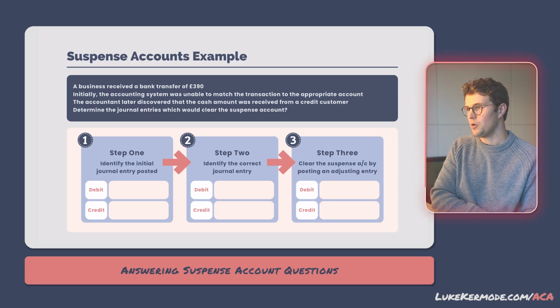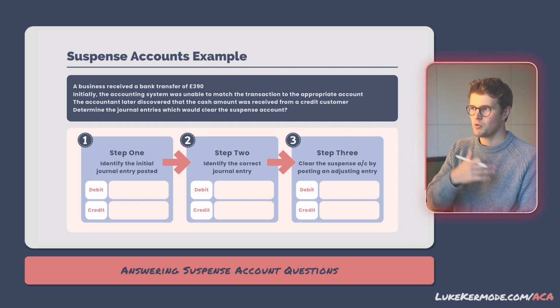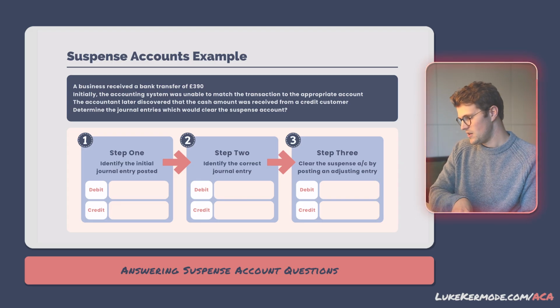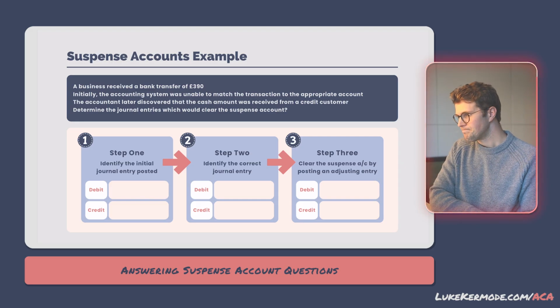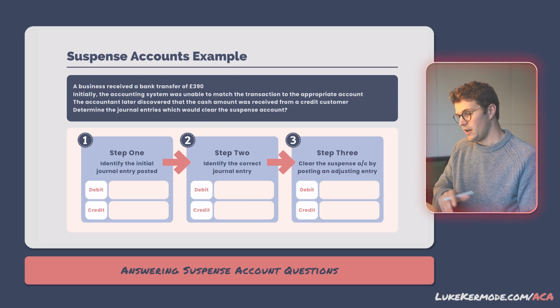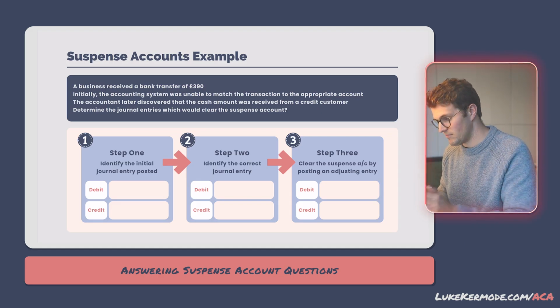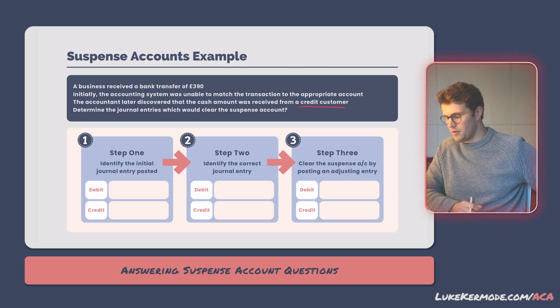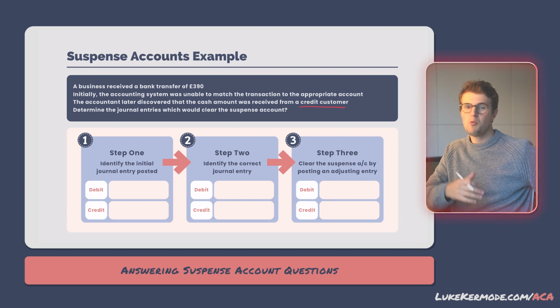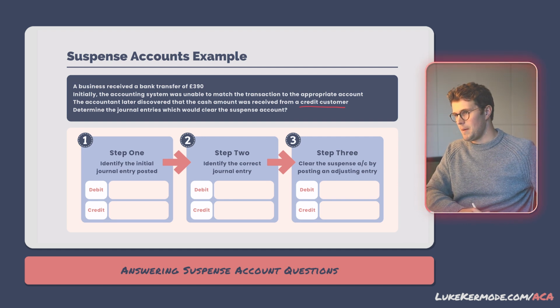So in this scenario, we're told that a business receives a bank transfer of £390. The system correctly has debited the cash at bank account, but it doesn't know what the transaction actually relates to, so it can't confidently post the credit side to a nominal ledger account. It doesn't know if it's a sale, a refund, or a capital injection. So for now, it just credits the suspense account and flags the entry for review by a human accountant. But we're told that the accountant, when they take a look, later discovers that the cash amount was received from a credit customer. So given that it's a receipt from a credit customer, we know that the trade receivables account is going to be impacted.